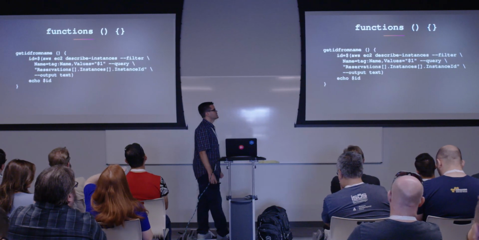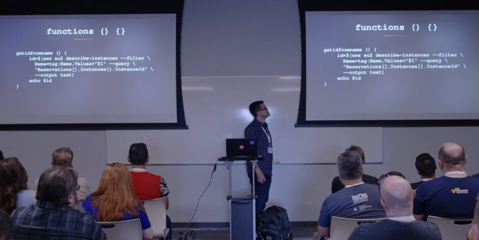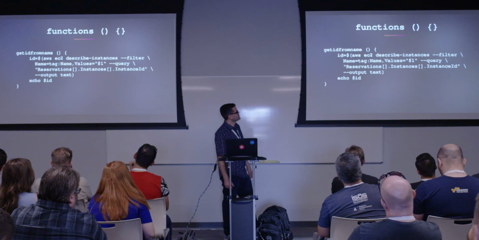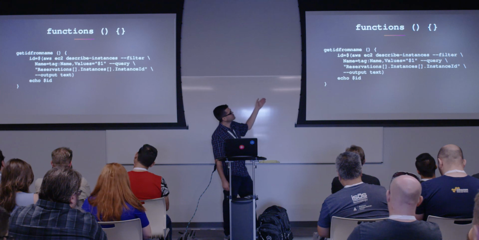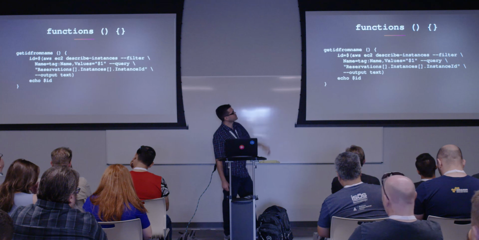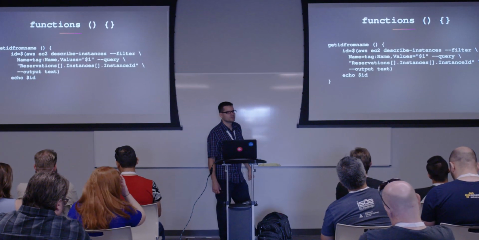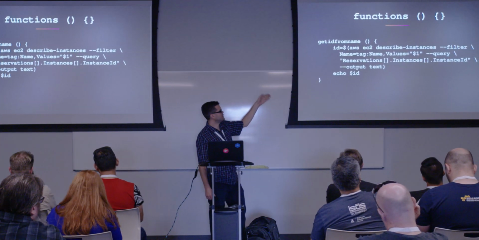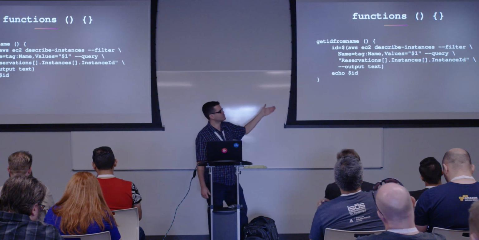Okay, so let's talk about functions now. When you're defining a shell function, this is an example of one here. Going over the syntax here, you pick a function name. You have to use the parentheses and then curly braces to encapsulate your function. And in this particular function, I'm going to set an ID variable to the output, using command substitution, of an AWS CLI command, like we showed previously.